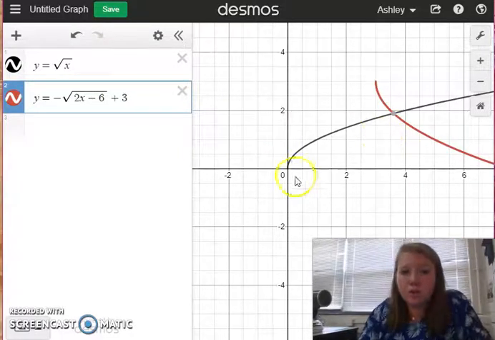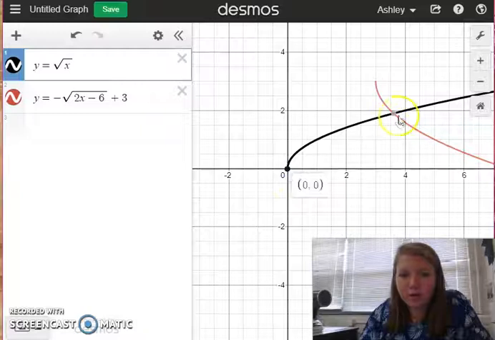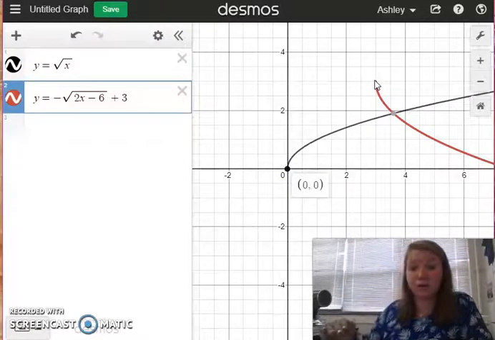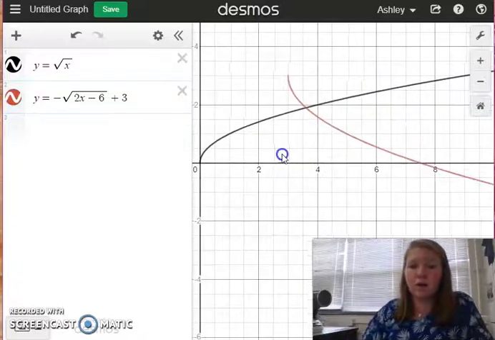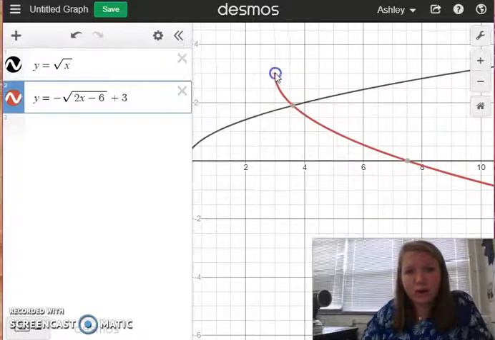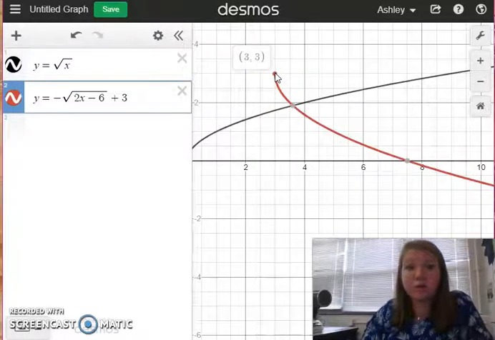Alright, so if we look at the starting point here, 0, 0, the starting point on this one, of course, has been flipped upside down, so that's why the shape is upside down, it's that reflection. We've been shifted to the right only 3 units, okay? And we've been shifted up 3, which we already said would happen.